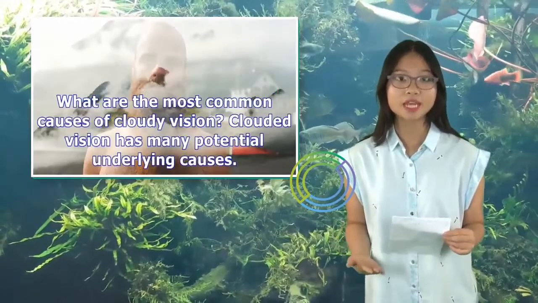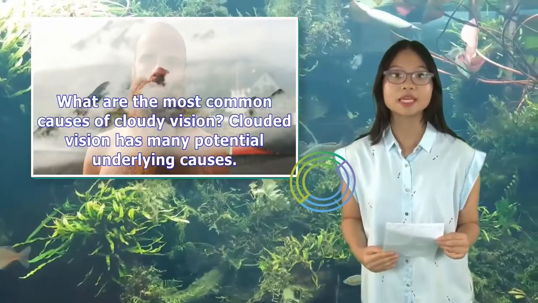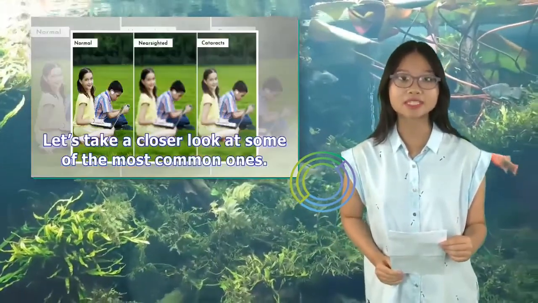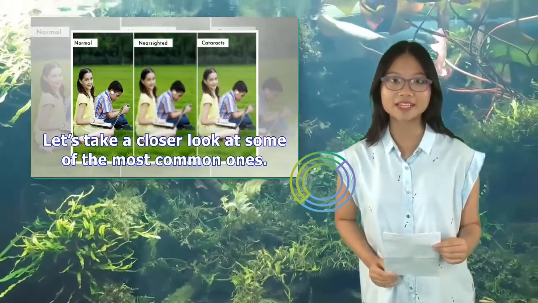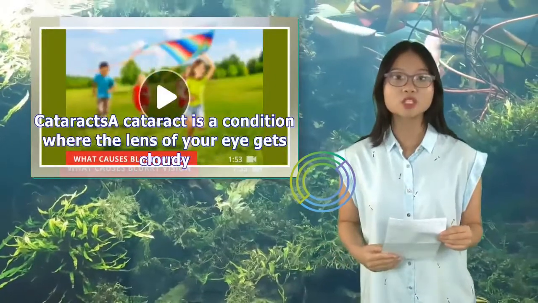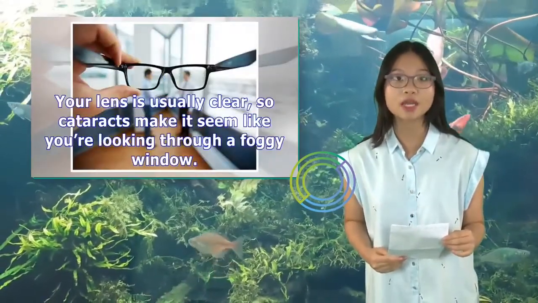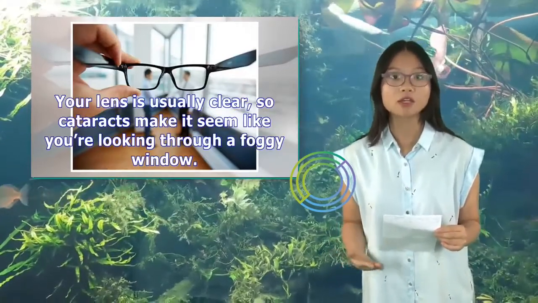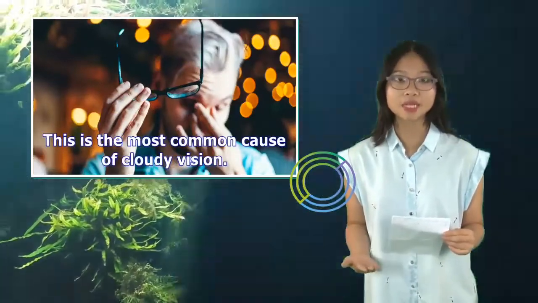What are the most common causes of cloudy vision? Clouded vision has many potential underlying causes. Let's take a closer look at some of the most common ones. Cataracts. A cataract is a condition where the lens of your eye gets cloudy. Your lens is usually clear, so cataracts make it seem like you're looking through a foggy window. This is the most common cause of cloudy vision.